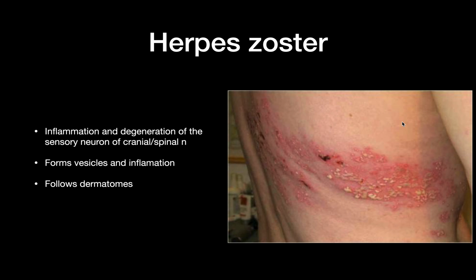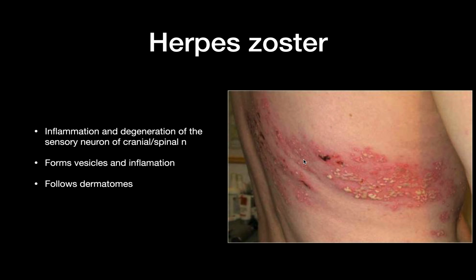Remember when we were talking about the dermatomes, herpes zoster is the viral infection. We know it as shingles, and it leads to the inflammation and degradation of the sensory neuron of the cranial or the spinal nerves. And look here, it forms these vesicles and inflammation, and is characterized by this erythema. It's very, very painful. When it infiltrates into one of the spinal or the cranial nerves, it will affect the entire tract. That's why it follows a dermatomal pattern. See this banding?